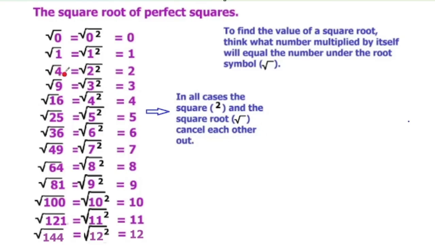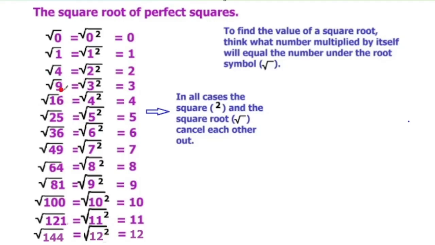So what two numbers multiplied together give you 4? Well, 2 times 2 gives you 4. So this is a perfect square. Because it's a perfect square, underneath a square root sign, the square and the square root cancel each other out and you're just left with the number 2. And that's the same case for all of these numbers.